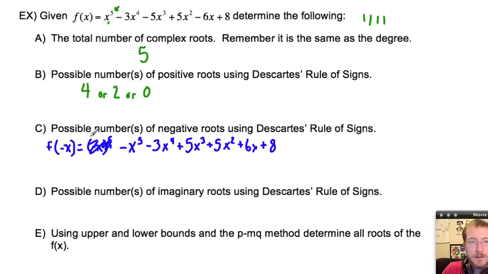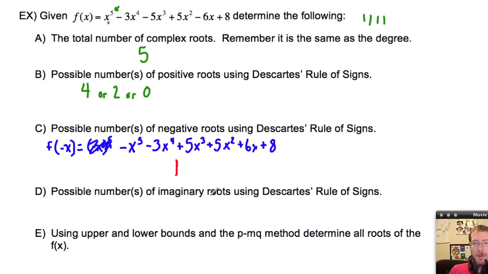Okay, so now let's look at our sign changes for f of negative x to find our negative roots. First one is nothing. We've got one sign change here, and then positives throughout the rest. So only one sign change. So one possible negative root.